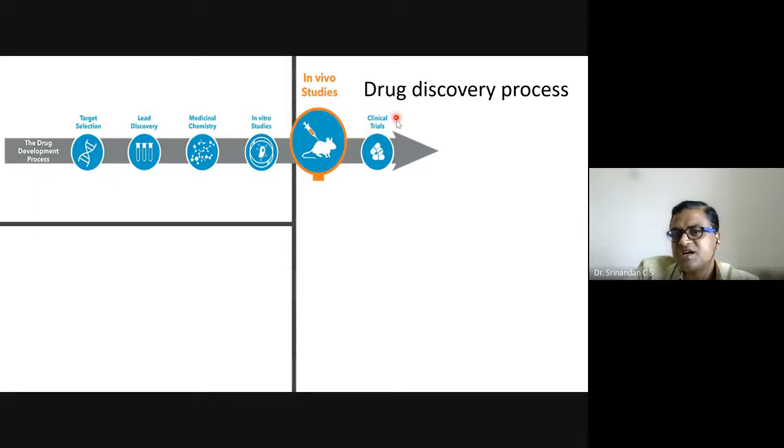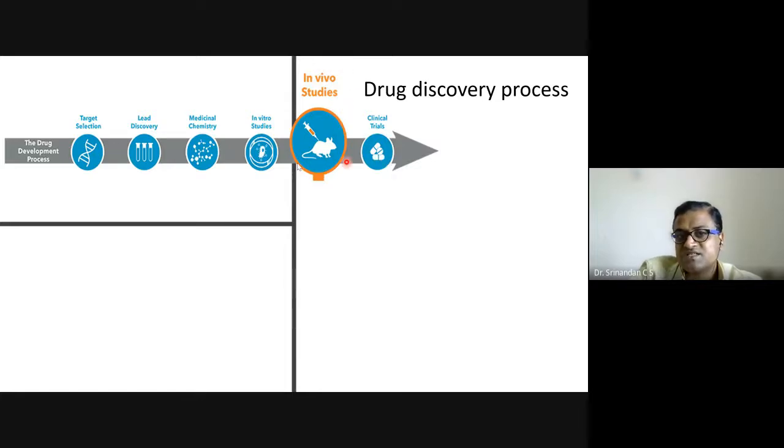Then this drug may come to clinical trial. There are different phases of clinical trial: phase 1, phase 2, phase 3. By now, you might have been aware of these things, clinical trial, because the COVID vaccine also went into clinical trials like this. Only then did the WHO give the approval that it can be used on the public.